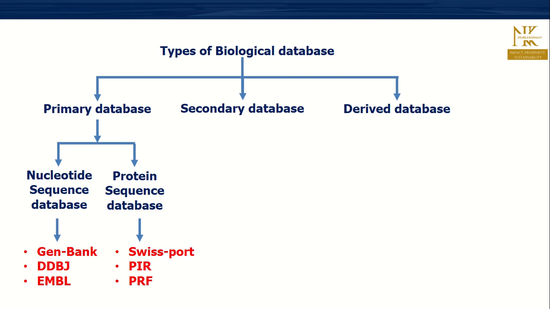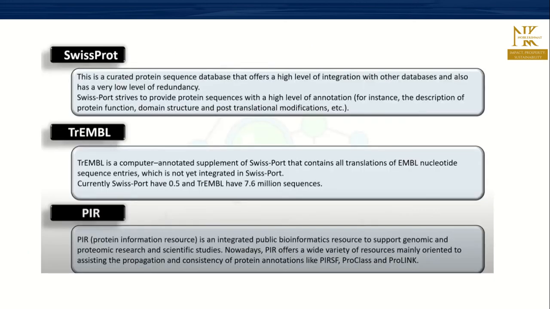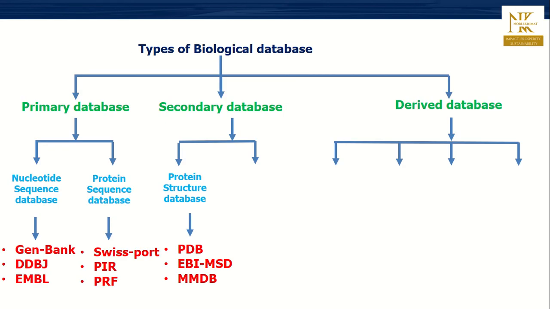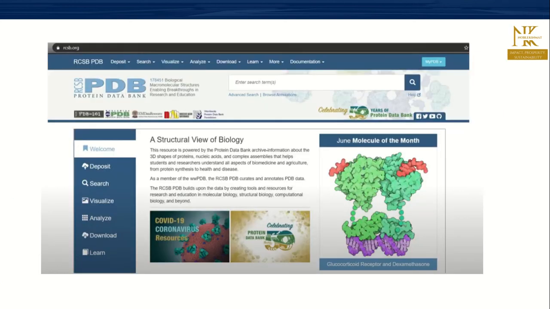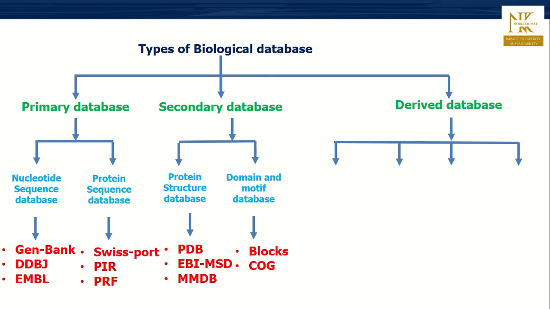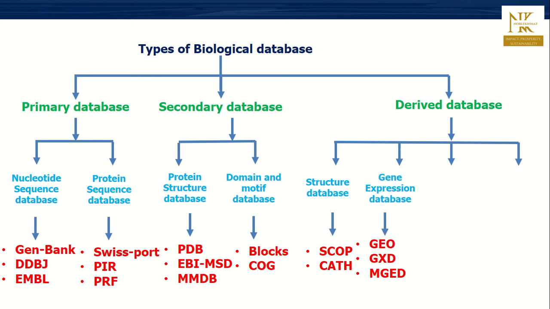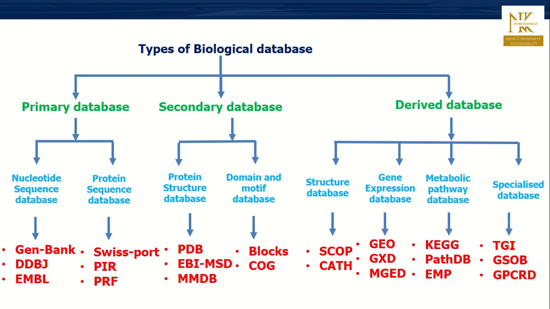And this is the interface of their website. Now, for the protein sequence databases, examples are Swiss-Prot, PIR, and PRF. Those are the most popular ones. In the secondary database that deals with protein structure, we have the PDB, EBI-MSD, MMDB, and here are structures. We have the secondary database that deals with domain and motif databases. We have those of structure databases, gene expression, metabolic pathways, and then we have specialized databases.